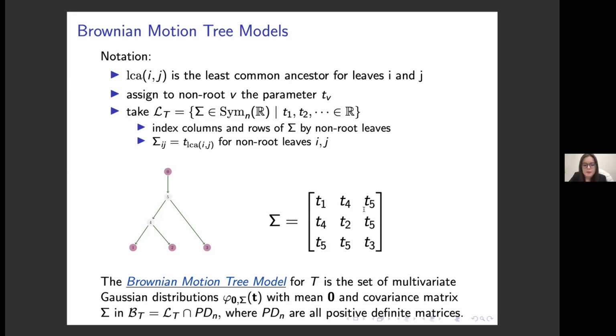And then the Brownian motion tree model itself for the tree is the set of multivariate Gaussian distributions with mean 0 and covariance matrix sigma that is of this form and that is positive definite. In other words, all the eigenvalues are positive.